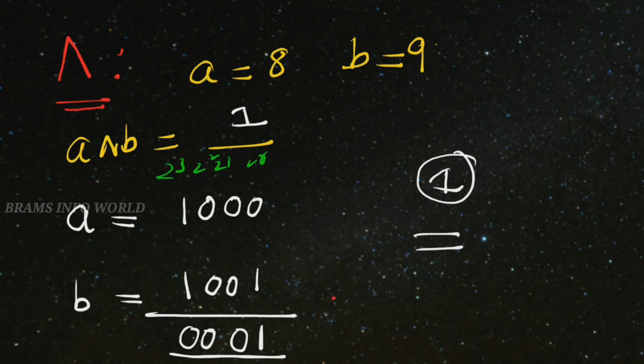So this is the way we can calculate the programs of bitwise operators in C language. These are the 3 operators we discussed in this video. The remaining 3 operators I'm going to discuss in the next video.